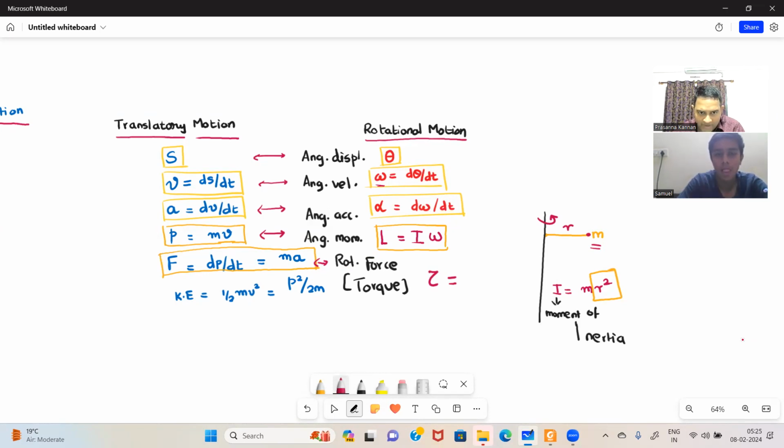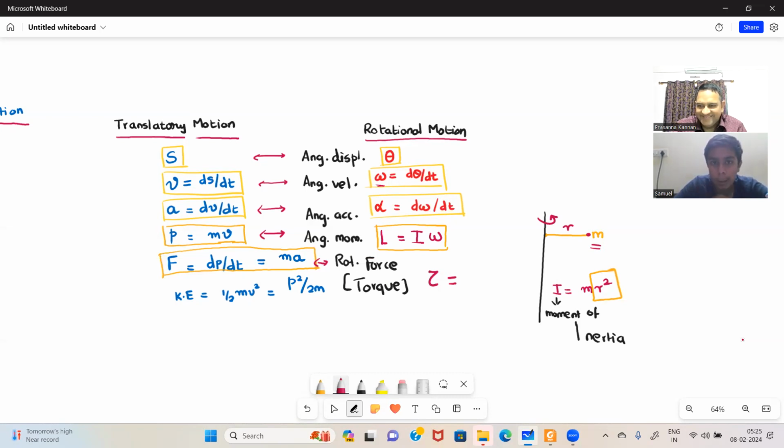We are going to talk about that, but now I want you to tell me based on the matchup. M is there, so I. And acceleration is there, so omega. What is the acceleration? Acceleration is alpha.